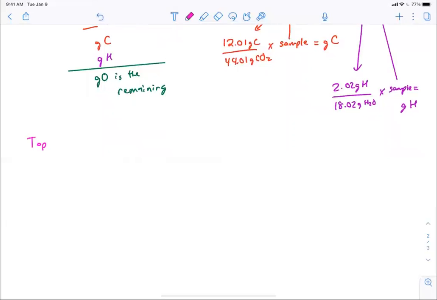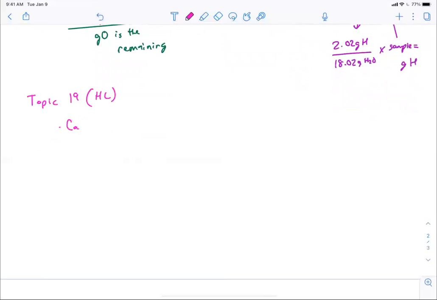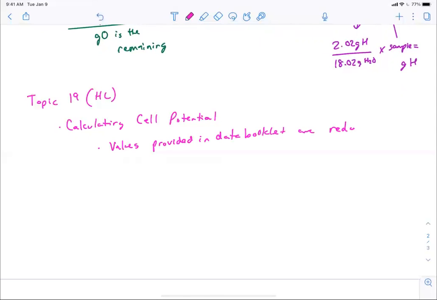The main math is found in topic 19 in HL. And there are 3 major concepts in topic 19 that you need to be aware of. 1, calculating cell potential. Given 2 half reactions, what is the cell potential of those reactions? And the thing you need to remember is the values provided in the data booklet are reductions, evidenced by the equation that's written next to those values.